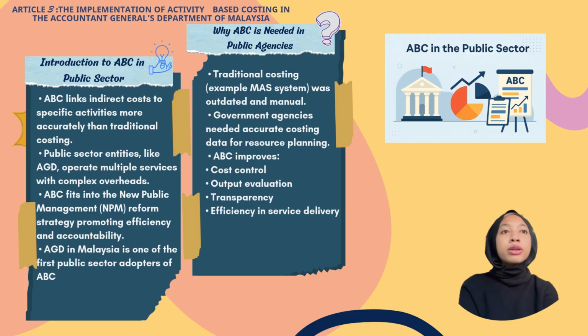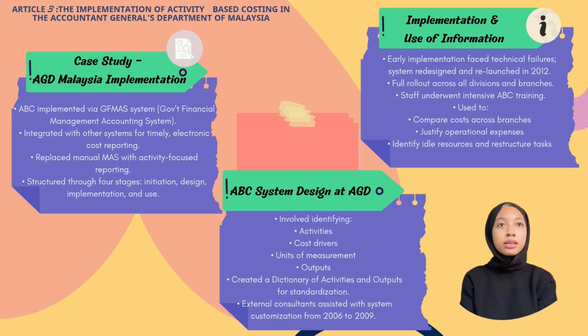It helped the department move away from manual, error-prone methods and enabled better cost control, more meaningful output evaluation, and increased transparency in how public funds were used. Most importantly, it gave the AGD the ability to evaluate the cost efficiency of its services, compare performance across branches, and restructure operations to reduce inefficiency, things the MAS system could not support. Let's look at the case study of ABC implementation in AGD Malaysia.